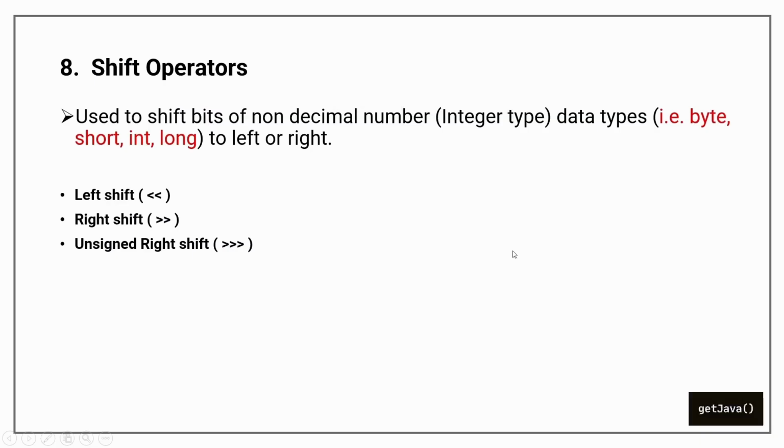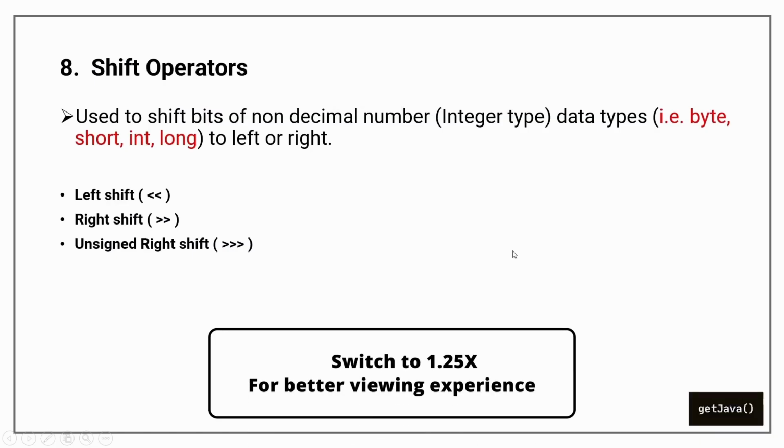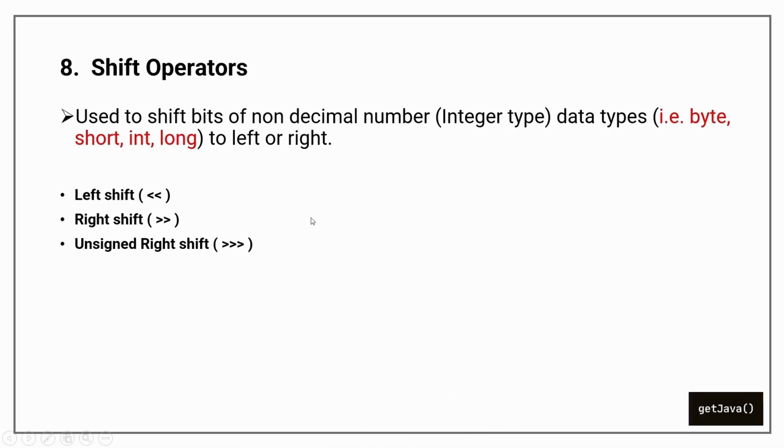In today's video, we will see our final operator, that is the shift operator. What is a shift operator? It is used to shift bits of non-decimal number data types, that is byte, short, int, long, to the left or right side. What it means to shift the bits to left or right, we will see in IntelliJ IDEA. There are three types of shift operator: left shift, right shift, and unsigned right shift.